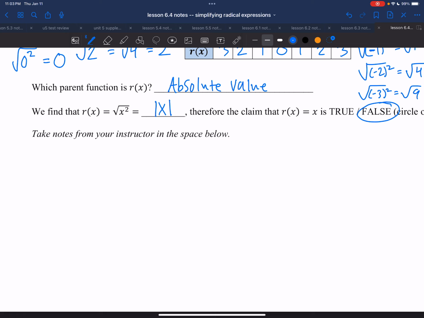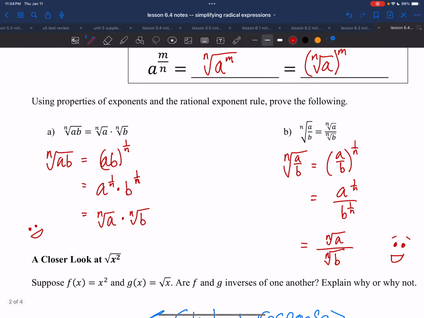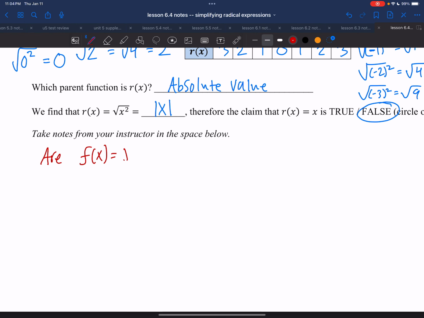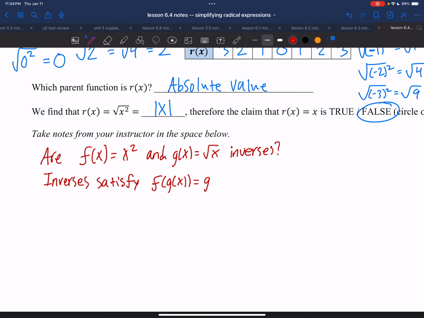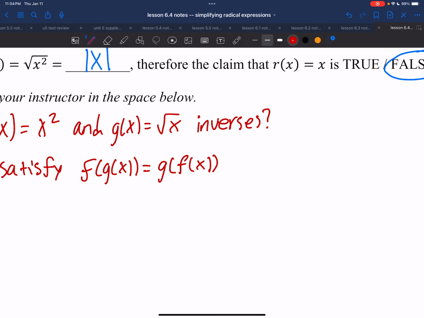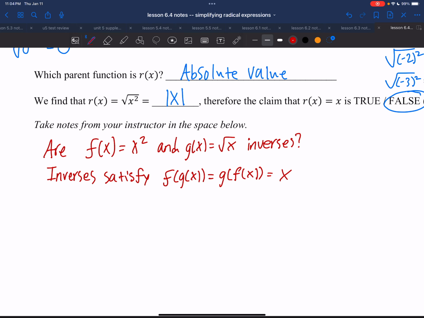And this is interesting. Does this mean that they're inverses? Let's say f of x equals x squared, and g of x equals square root of x. Are they inverses? Well, inverses satisfy that f of g of x equals g of f of x equals x. That's how you know two functions are inverses.